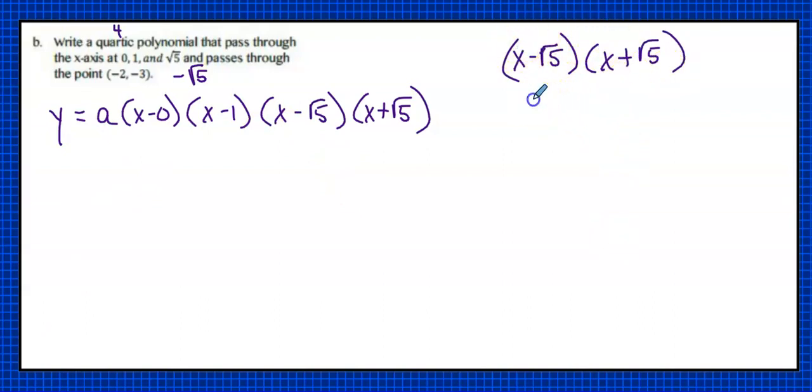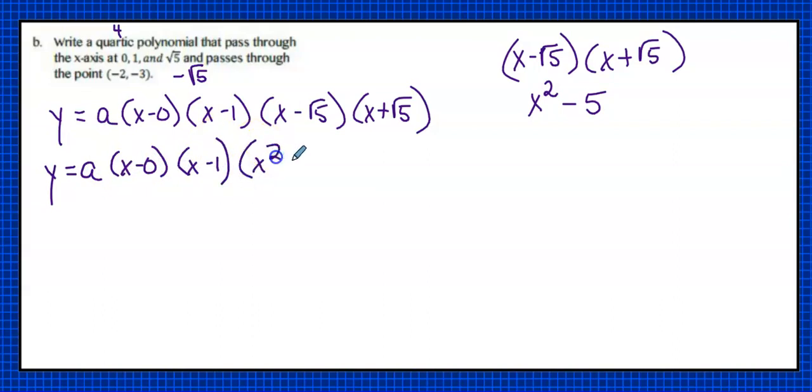This is going to be x squared. Now, negative root 5x and positive root 5x are going to cancel, so I don't need to put those. Minus root 5 times root 5 is 5. We've got the square root of something and we're squaring it, so that's going to give me x squared minus 5. So then I'm going to go back over here and rewrite this thing like this. Then I can find the a value. So now I'm going to plug in this for y and this for x.